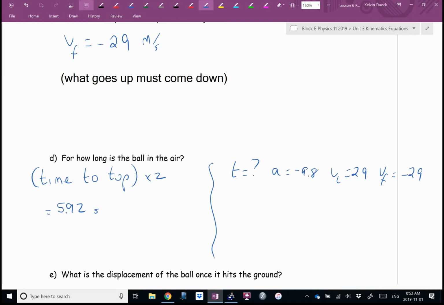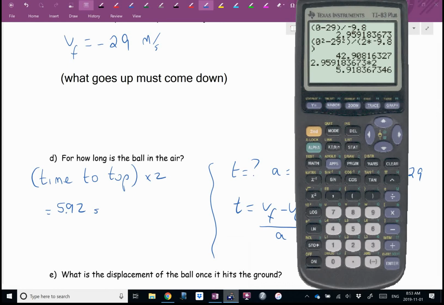And I could again use Jana's equation of T equals VF minus VI over A. It's going to be negative 29 minus another 29 divided by negative 9.8. This might be one of those situations where, if I had extra time on the test, I might do it both ways. Because if I get the same answer both ways, then I also know my answer from part A has to be right. That can't be a fluke. Type that in, and I think you also get 5.91836. We might be different maybe on the 7th or 8th decimal place, but I bet you will be bang on the first 4 or 5.